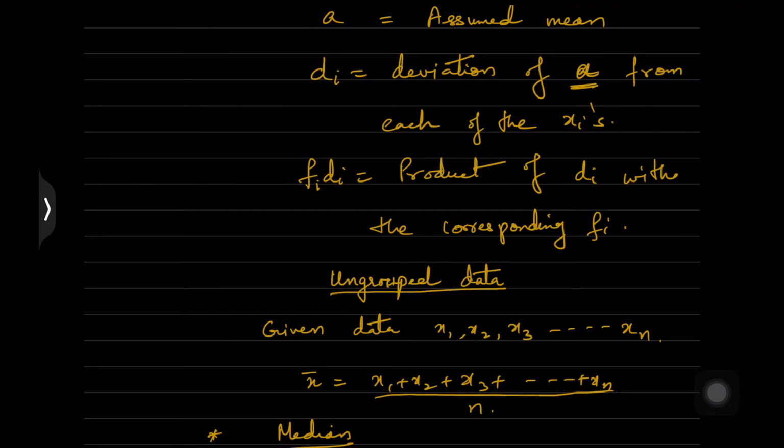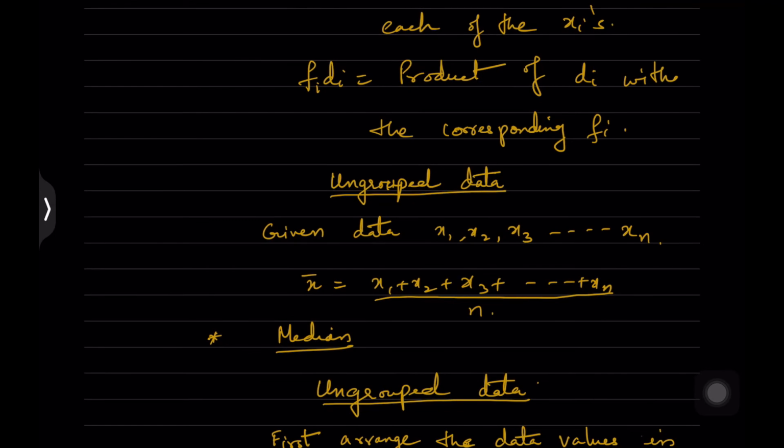Now, ungrouped data. Suppose the data given is x1, x2, x3, and so on up to xn. How do you find the mean? x bar is equal to x1 plus x2 plus x3 plus so on plus xn, divided by the total number of terms, that is n.